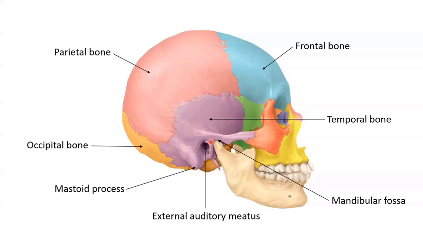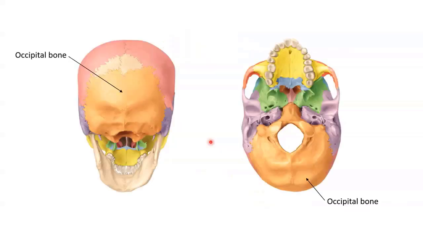The occipital bone forms the posterior and base of the cranial cavity. We can also see the occipital bone from a posterior and an inferior angle. The occipital bone contains a large hole called the foramen magnum. So foramen means hole and magnum means large. This is where the bottom of the brainstem and the spinal cord will exit the cranial cavity.